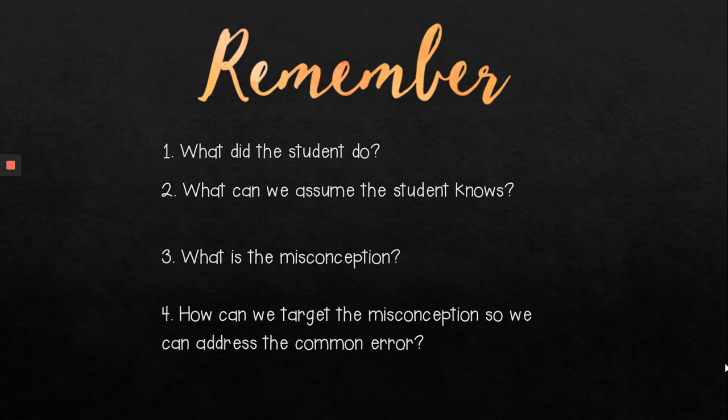It's so important to remember these 4 questions. What did the student do? What can we assume the student knows? What is the misconception? And how can we target the misconception so we can address the common error? It is important to be able to address that error, as I said earlier, quickly and before any of the other concepts start to build upon that one in particular.